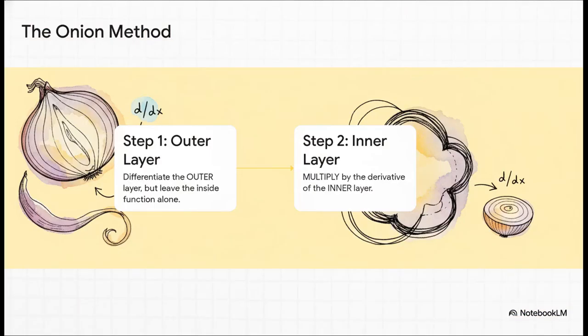So the whole process really just boils down to two steps. Step one, you differentiate the outer layer. And this is super important, you leave the inside function completely alone for a second. Just pretend it's a single variable. Step two, you then multiply that result by the derivative of the inner layer. That's it. Differentiate the outside, then multiply by the derivative of the inside. That is the heart and soul of the chain rule.